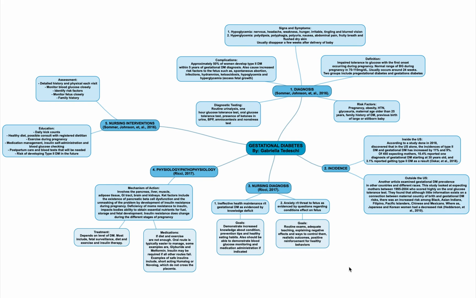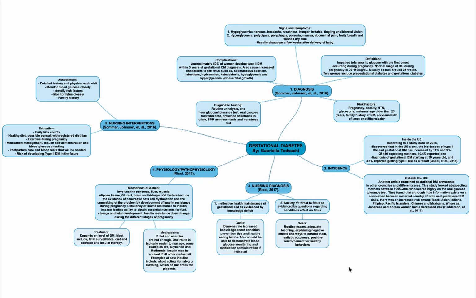It also increases risks to the fetus, so that would be spontaneous abortion, different types of infection, so that would be urinary or vaginal, and that's due to the increased glucose in the urine. Hydroamniosis, which we know is an excess of amniotic fluid, ketone acidosis, hypoglycemia, and hyperglycemia for the baby, and with hyperglycemia, that can actually cause an excess fetal growth, which can be harmful as well. And the spontaneous abortion can be due to the poor sugar control for mom.